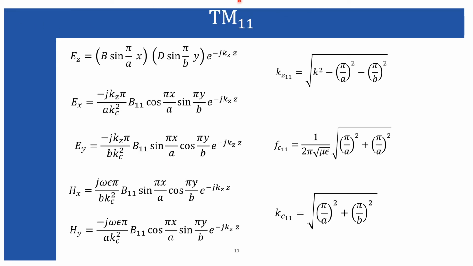Finally, I am going to discuss the TM11 mode, which is the dominant or fundamental mode of a rectangular waveguide when configured for TM propagation. By plugging in the conditions m equals 1 and n equals 1, we have the field equations as I have listed in this slide, and along with that, the longitudinal wave number kz11 can be represented in this way, and the cutoff frequency as shown over here, and similarly the cutoff wave number, which includes the wave number along the x direction and along the y direction, can be represented as shown over here.